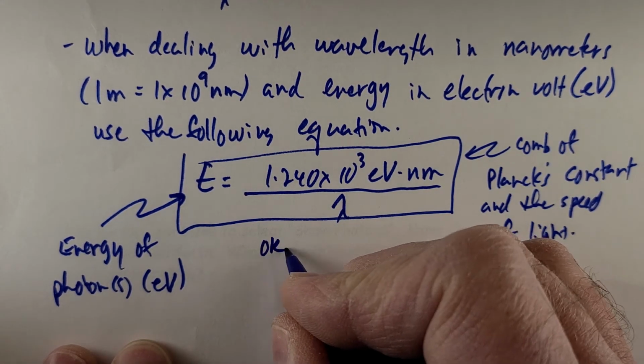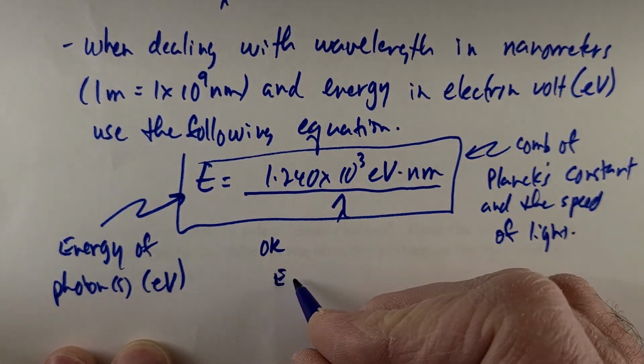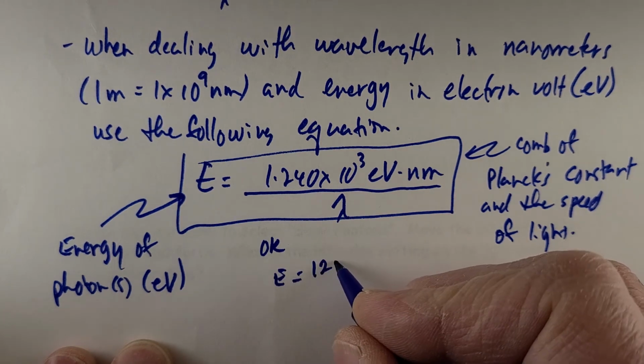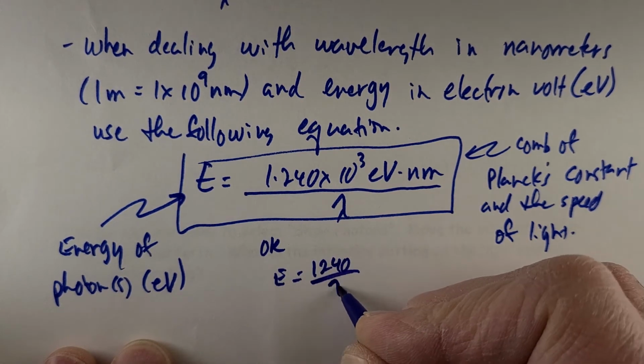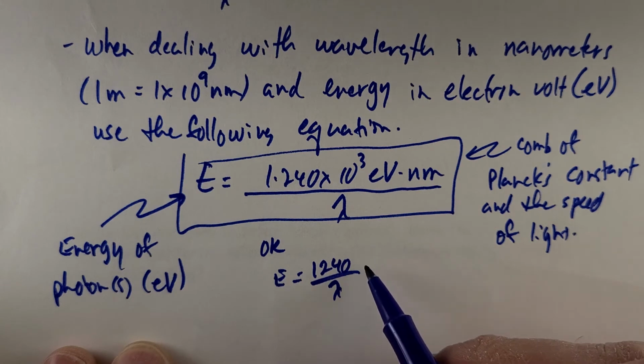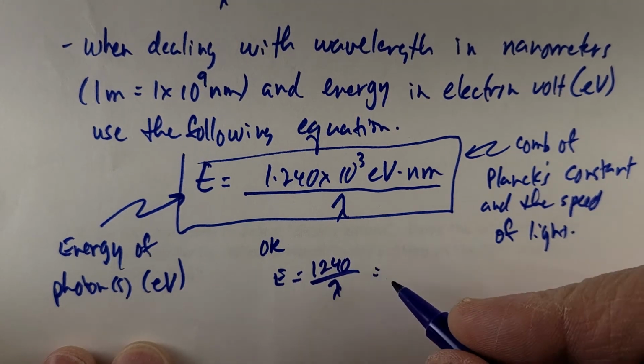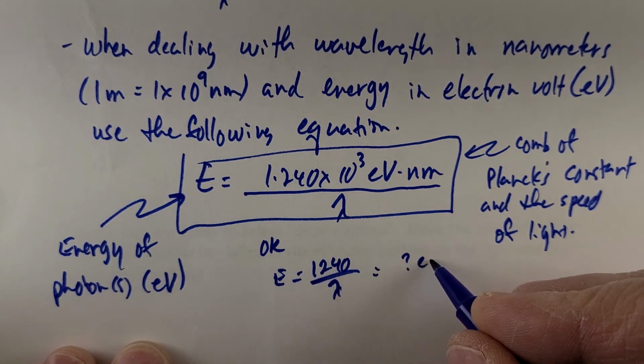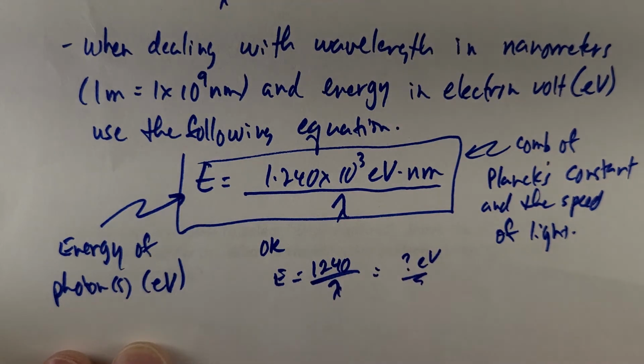And of course, in scientific notation, we could simply say E equals 1240 over lambda, where of course lambda is in nanometers, and our answer will be so many electron volts.